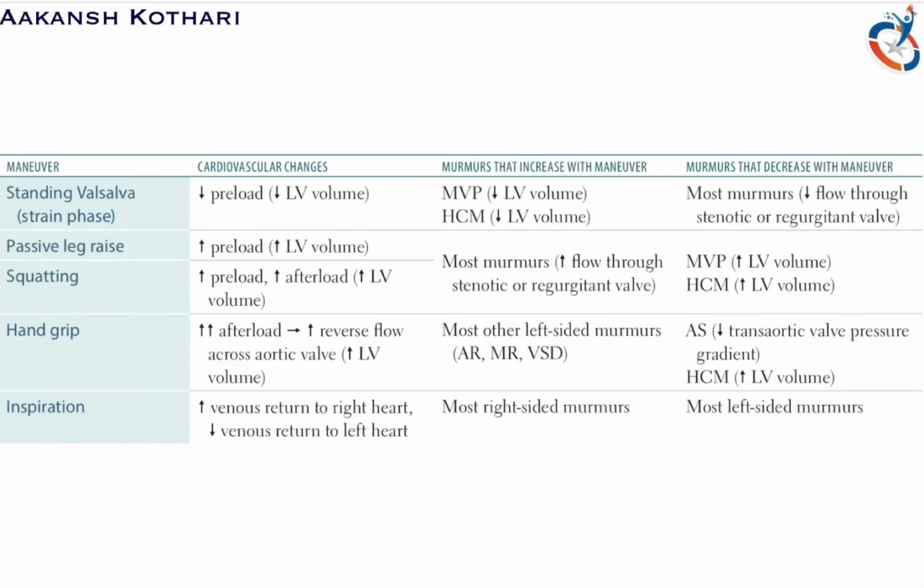Now talking about the last maneuver, that is inspiration. In inspiration, there is a decrease in the intrathoracic pressure which leads to an increase in the venous return. Now when there is an increase in the venous return to the right heart, most of the right-sided murmurs intensify and most of the left-sided murmurs decrease. Is this clear? Because the venous return to the left heart is decreased. So this is all about the effects of different maneuvers on the intensity of different heart sounds.